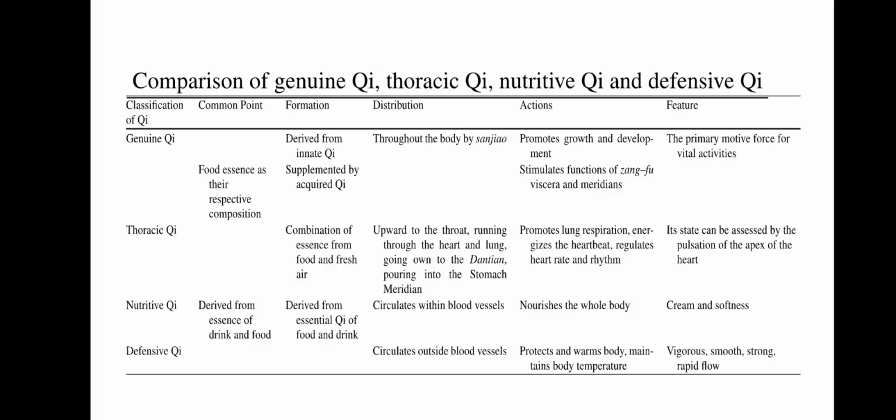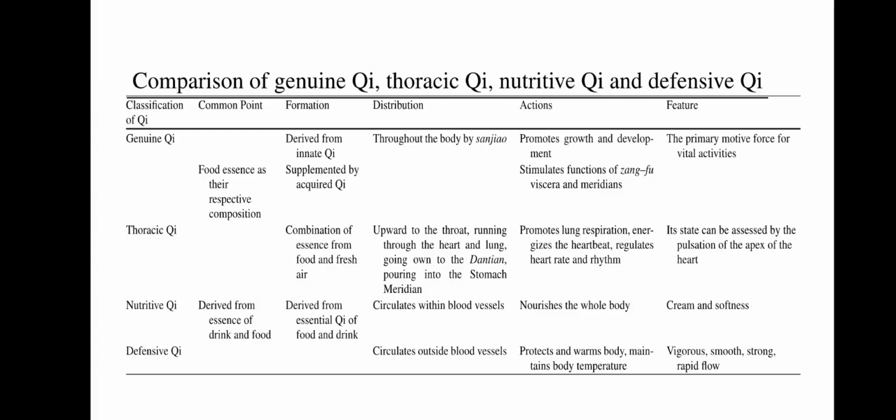For thoracic qi, it's the same as genuine qi. It is food essence as the respective composition. Its formation is a combination of essence from food and fresh air. The distribution is upward to the throat, running through the heart and lung, going down to the dantian, pouring into the stomach meridian. Its action is that it promotes lung respiration, energizes the heartbeat, and regulates heart rate and rhythm. Its feature is that its state can be assessed by the pulsation of the apex of the heart.